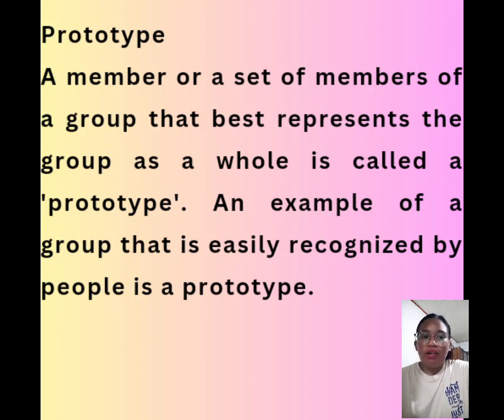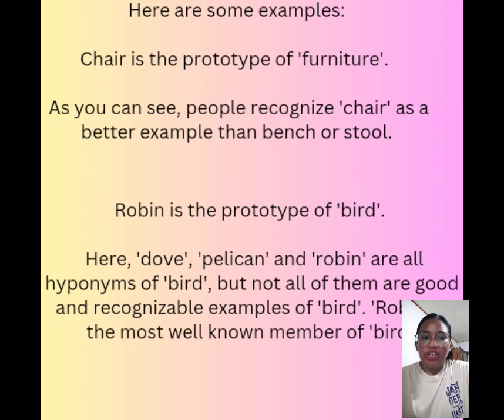Prototype: a member or a set of members of a group that best represent the group as a whole is called a prototype. An example of a group that is easily recognized by people is a prototype. Here are some examples. Chair is the prototype of furniture. As you can see, people recognize chair as a better example than bench or stool.